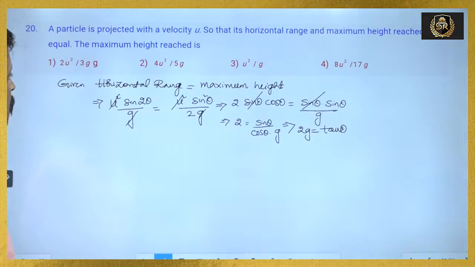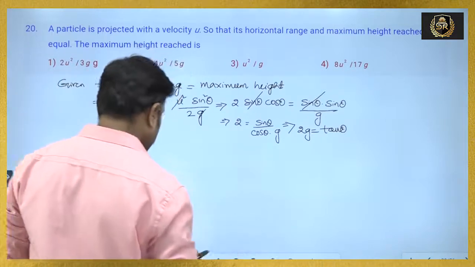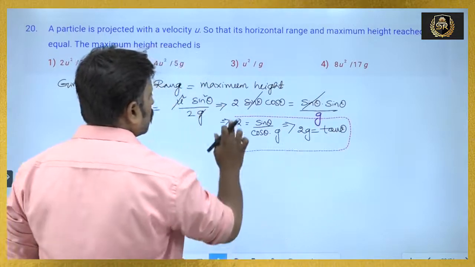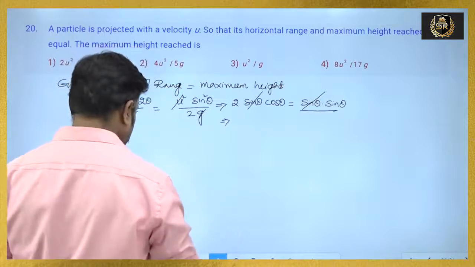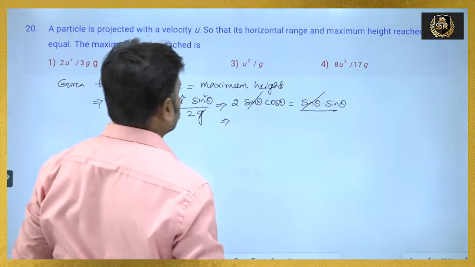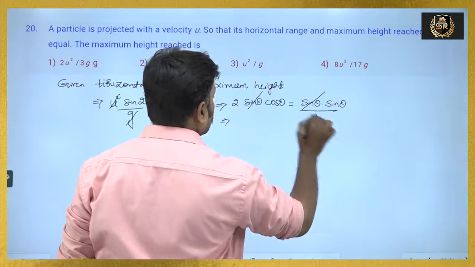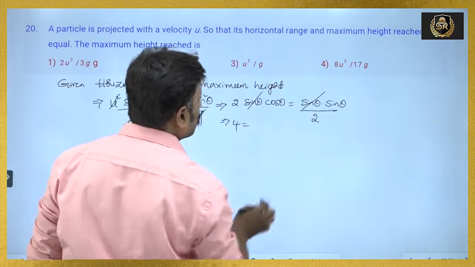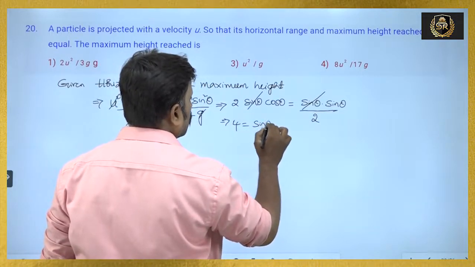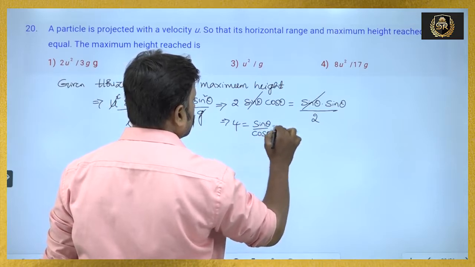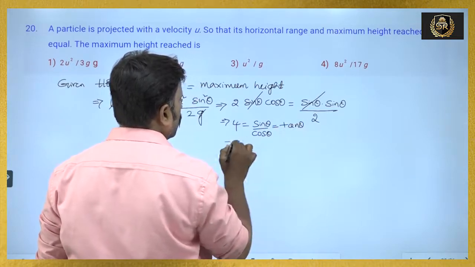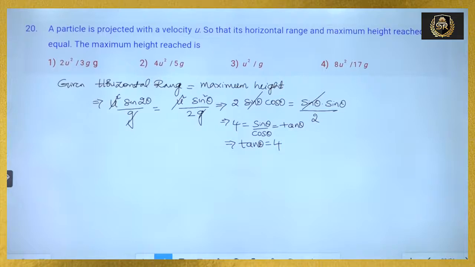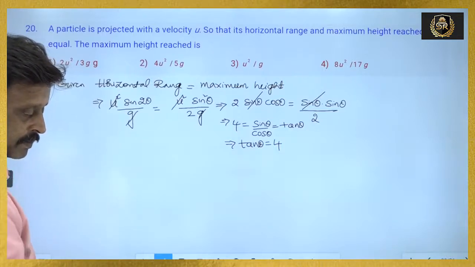A small correction here. I forgot to write 1 by 2. This is sin square theta by 2 on this side. Now you cross multiply. 4 is equal to sin theta by cos theta, which is equal to tan theta. Okay, I got the value of tan theta as 4. Now proceed.